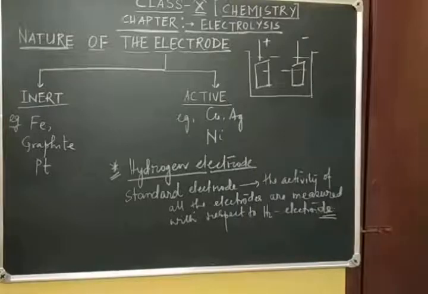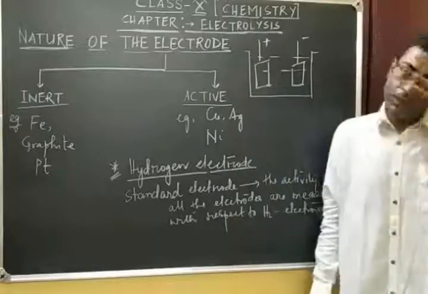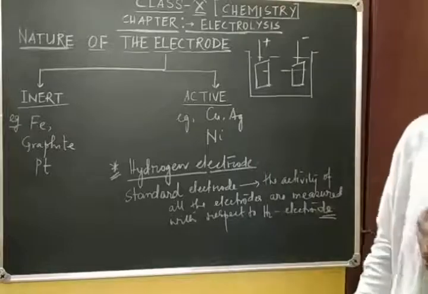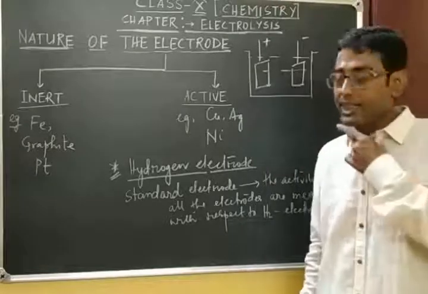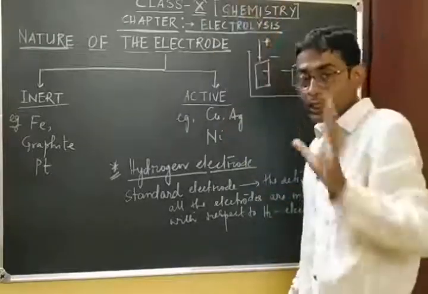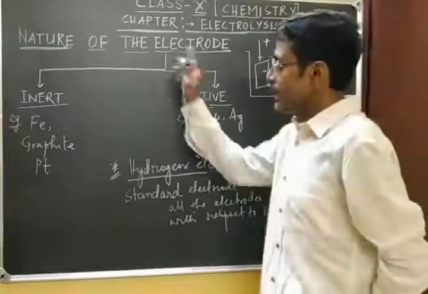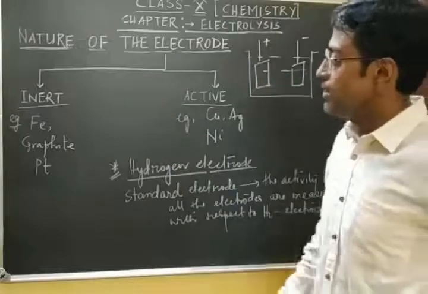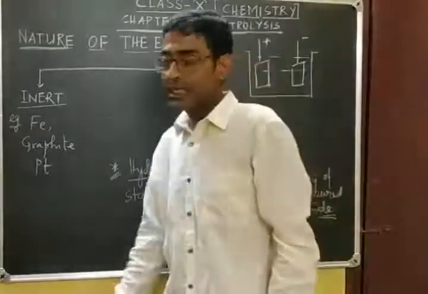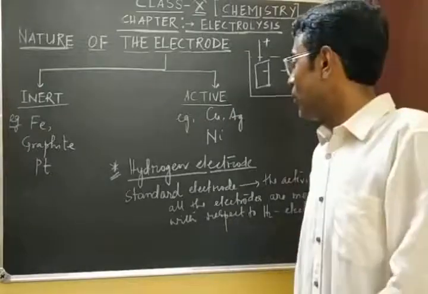So we are continuing the preferential discharge. We know the factors affecting the preferential discharge are the concentration of the electrolyte, the position of the ions in the activity series, and the nature of the electrode. With respect to that, I am giving you a little knowledge about the nature of electrode. Electrodes can be broadly classified as inert electrodes and active electrodes. Iron, graphite, platinum are a few examples of inert electrodes. Copper, silver, nickel are examples of active electrodes.